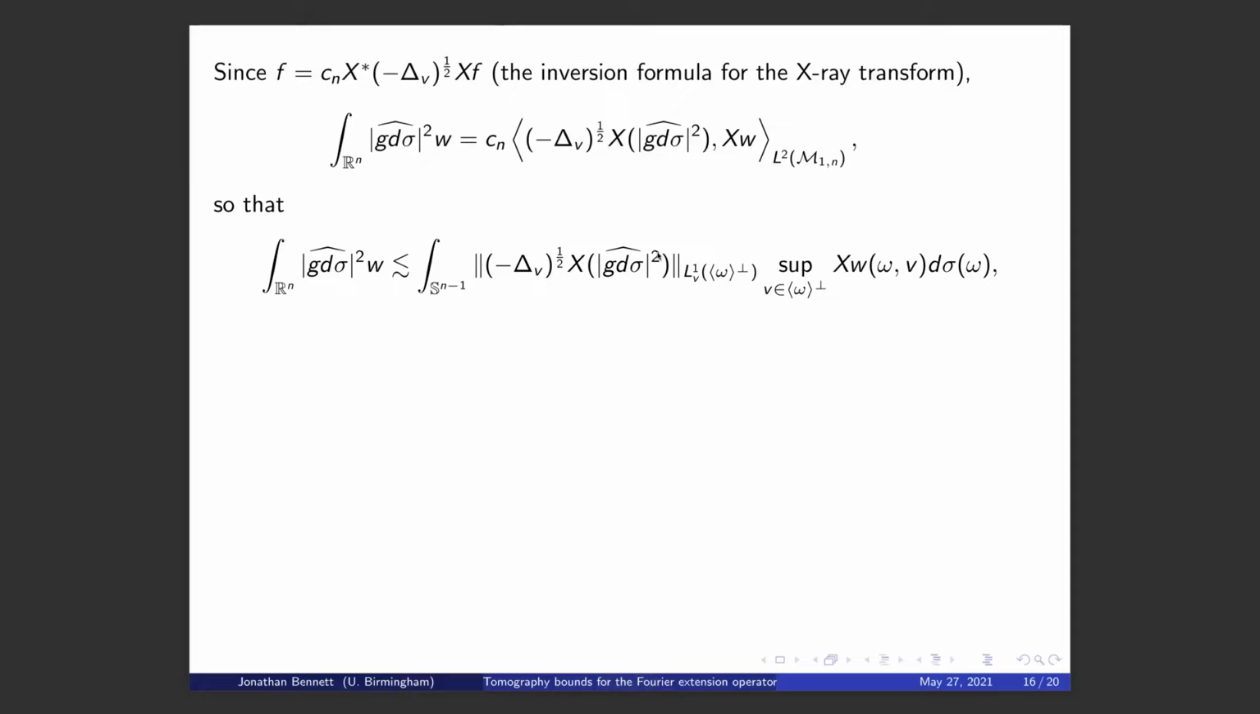So here I'm applying Hölder's inequality with exponents infinity and 1, only in the V parameter, right? So this integral in omega is part of this inner product, and I've taken the supremum in V of this term in the second slot, and I've taken the L1 norm of the term in the first slot in the parameter V, and that's what I've done here. So I've done something really elementary, just Hölder's inequality in the V parameter.